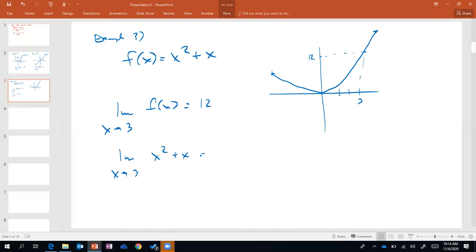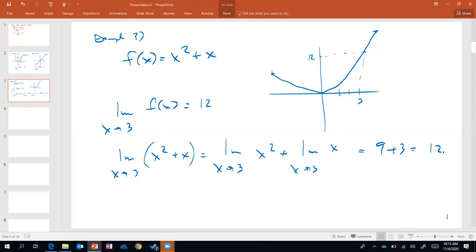This is cool. How about this? If I do it like this, tell me if you agree. I can do this: limit as x goes to 3 of x squared plus the limit as x goes to 3 of x. So that'd be 9 plus 2. So the limit, awesome. Okay, so limits can be added.